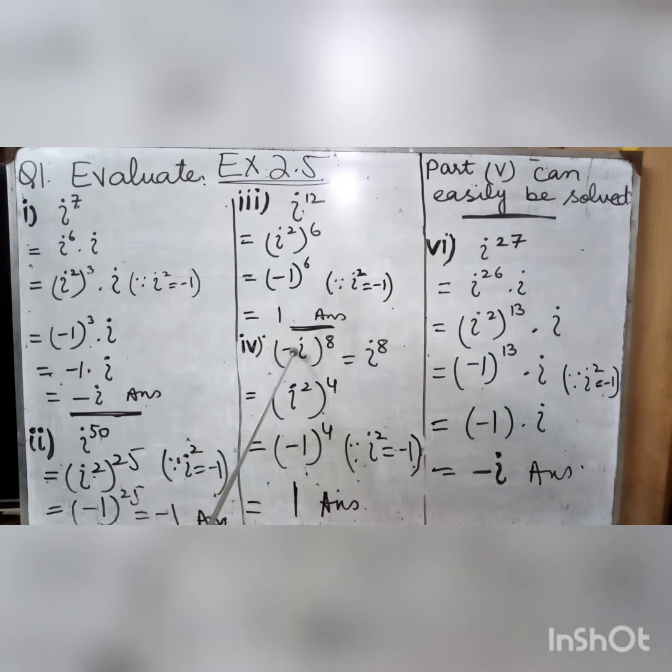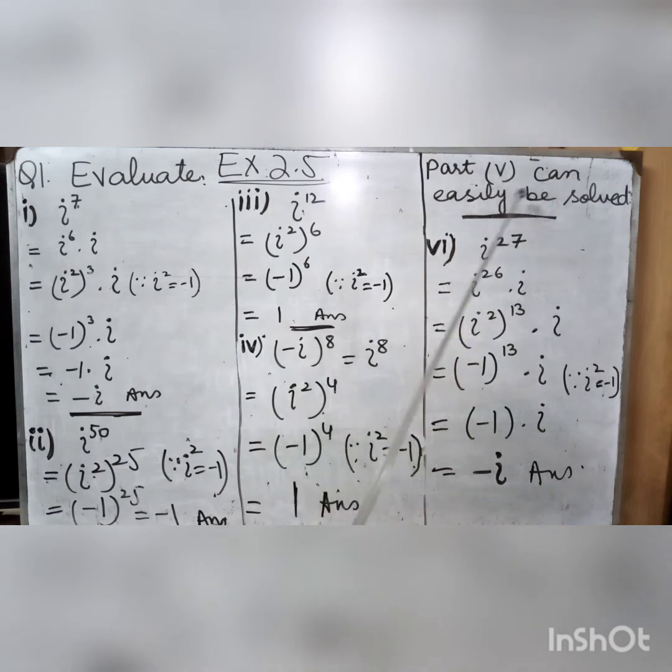Fourth part, minus iota raised to power 8 equal to iota 8. It changes the negative sign into positive sign. It can be written as iota square with exponent 4. As we know that iota square is equal to minus 1, therefore minus 1 raised to power 4 is equal to 1, which is the answer.